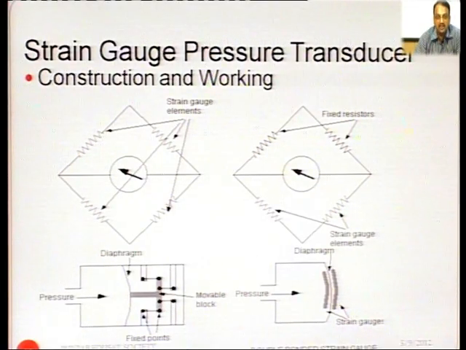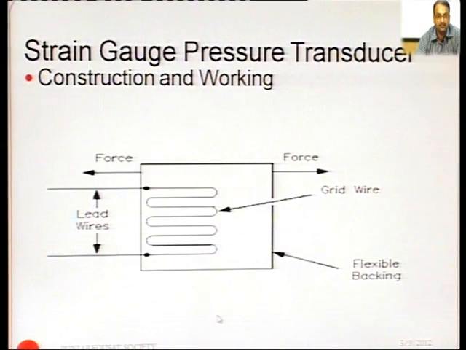Strain gauge pressure type transducers, construction and working. These are the other two types of strain gauges. First is the wire resistance strain gauge. Second is the bonded strain gauge. In both types of strain gauge, there is a diaphragm. With the pressure, there is a change in the length and the area of this wire, and with this change, we get the change in resistance.